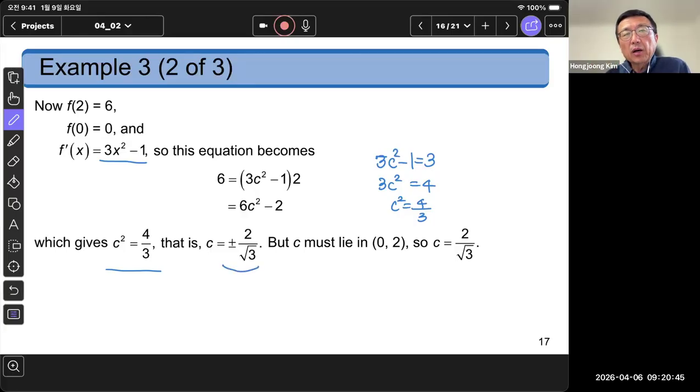The claim of the mean value theorem is that such a c exists between a and b, and a and b in this case are 0 and 2. So we are looking for some number between 0 and 2 whose tangent has the slope of 3. So between these two numbers, we just need to choose the positive value. So the mean value theorem guarantees the existence of such a point.